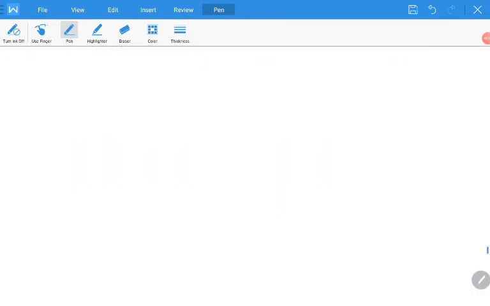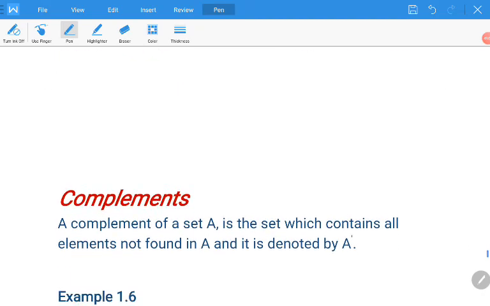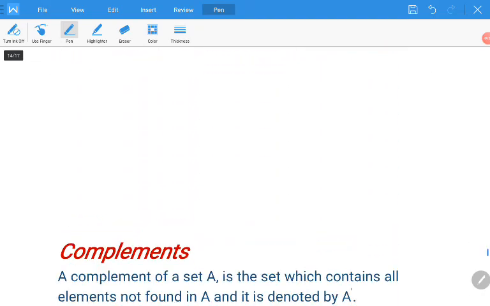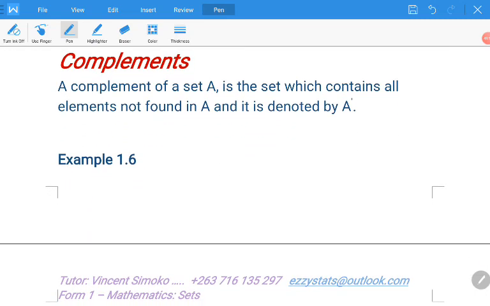So the next thing that we want to look at is complements. So again, we'll start by defining a complement. A complement of set A is the set which contains all elements that are not found in A, and it is denoted by A prime.